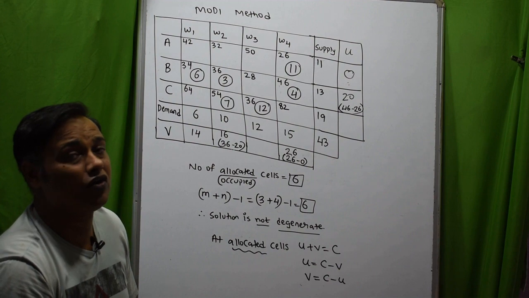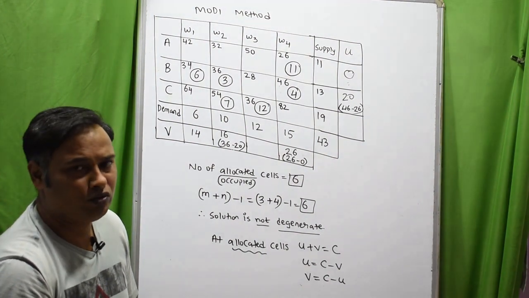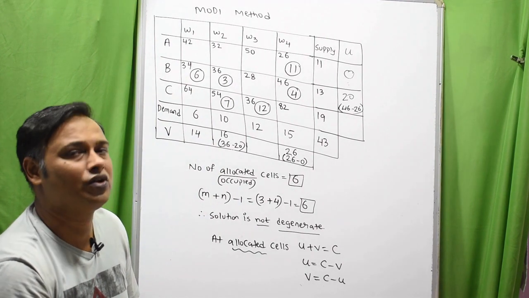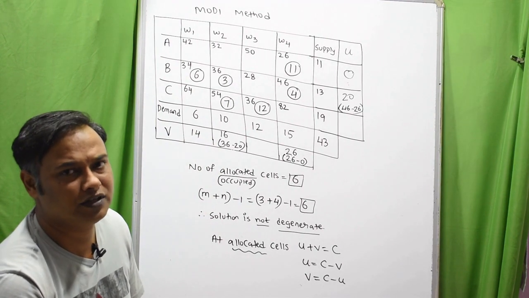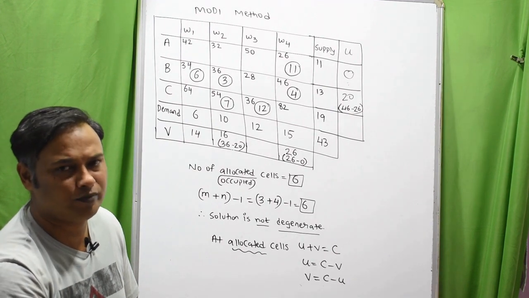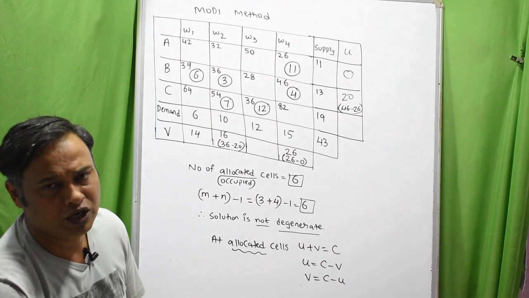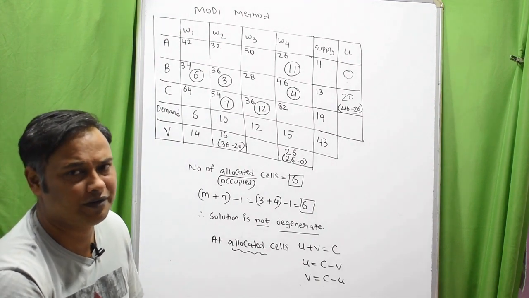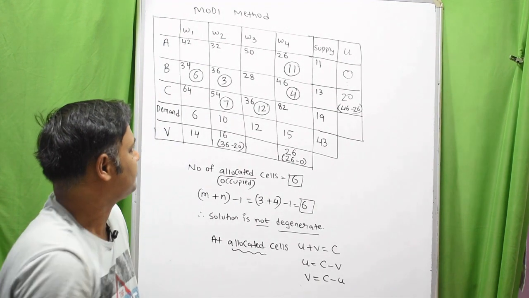So I'm using only the occupied cells. Try to get this basics very clear of calculating u and v. That is the only challenge I personally feel in the Modi method for a student. For a new student, this is the most important, the basic step. Once you are done with u and v, I think then you are quite comfortable with the remaining problem.